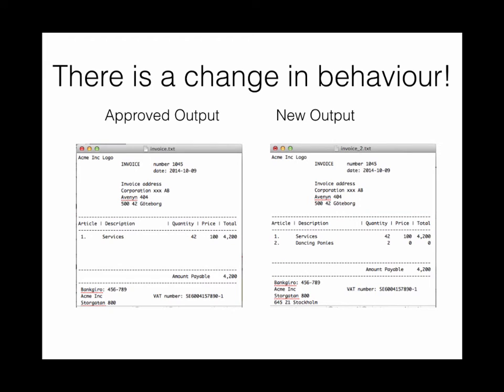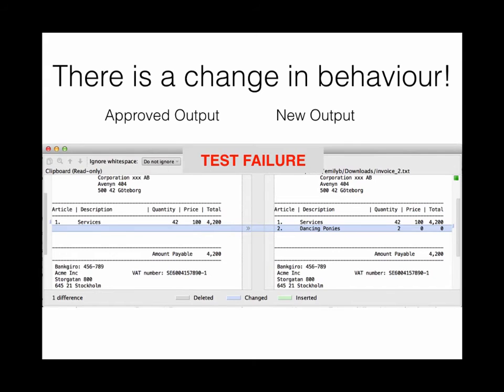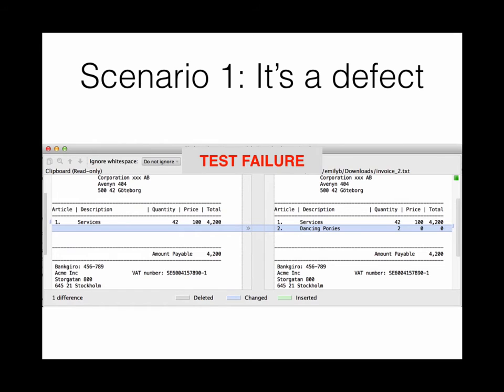And of course, at some point in the future, maybe those dancing ponies would appear on all our invoices, and suddenly we have a failing test. Excellent! Our diff tool has noticed that there are now dancing ponies where there were none before, and this means that I am alerted to a potential problem in our system. So, if this is a defect, I can fix it. But of course it may not actually be a defect.